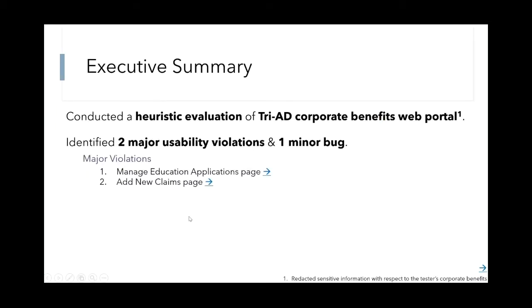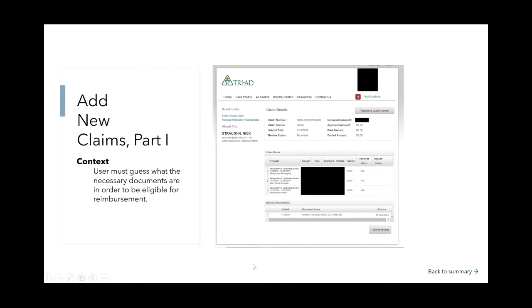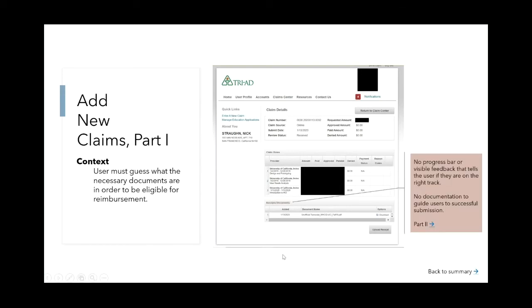The second major violation occurs on the Add New Claims page. For context here, the user must essentially guess what the necessary documents are in order to be eligible for reimbursement here. But as you can see, there's no progress bar that's tracking the necessary documentation that is required for approval. So this violates principles of visibility of system status and help and documentation. The user has no indication as to what the required documents are.